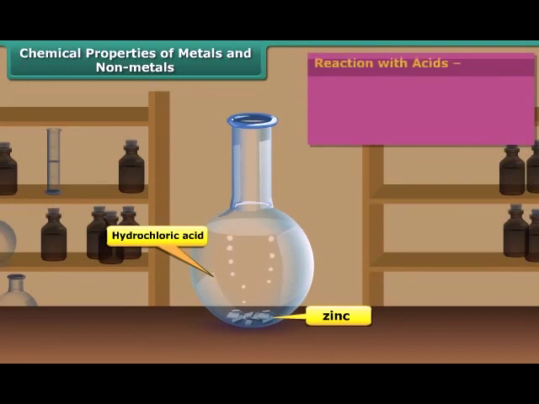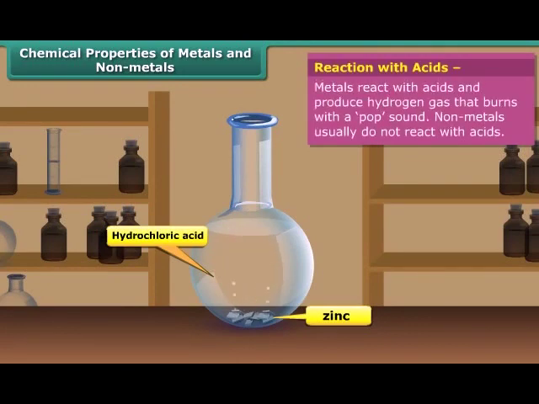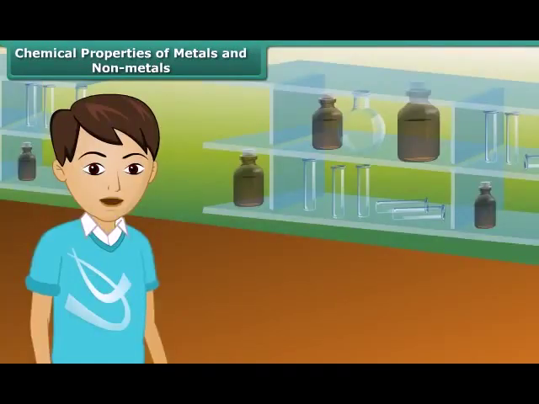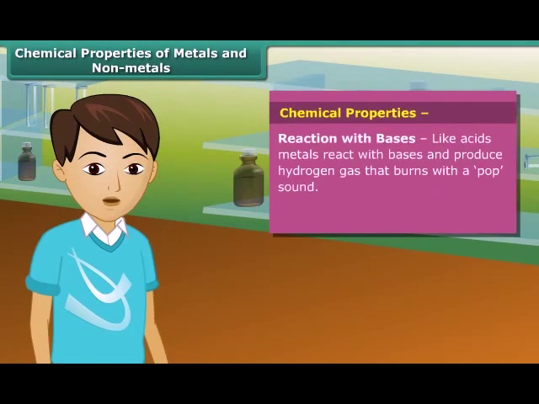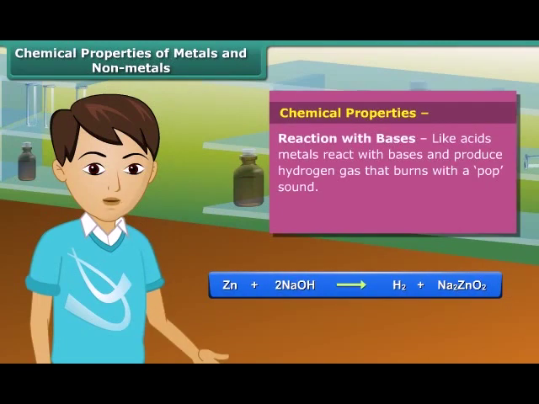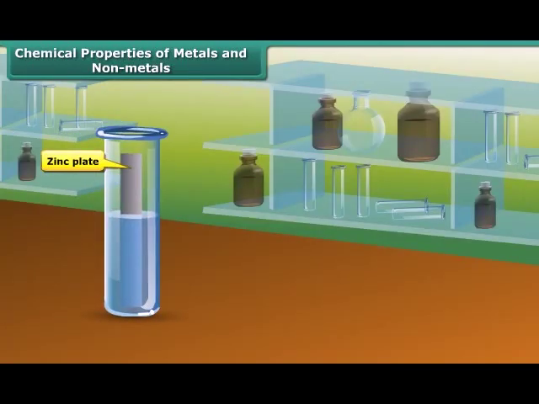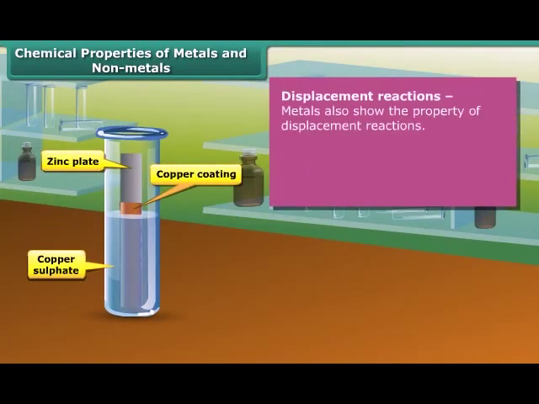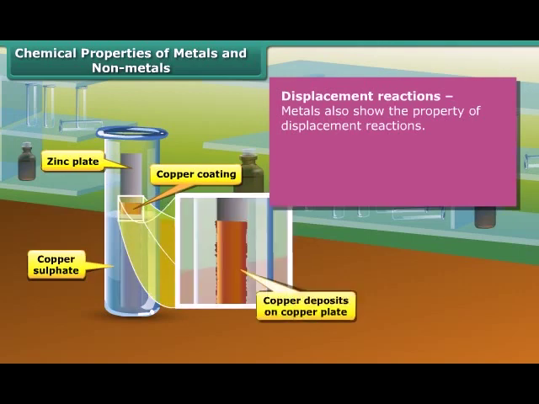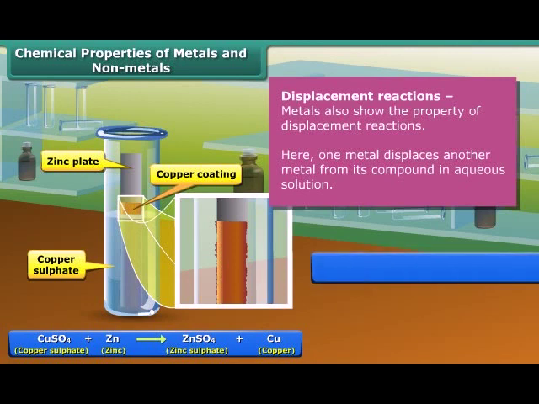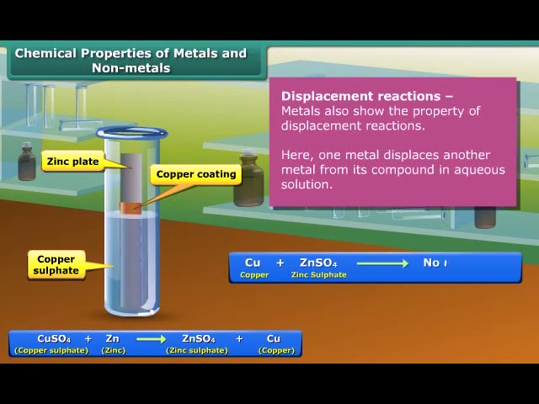Now let's know about the reaction of metals and non-metals with acids. Metals react with acids and produce hydrogen gas, while non-metals don't react with acids. Friends, you'll be surprised to know that like acids, metals also react with bases and produce hydrogen gas. Non-metals react with bases complexly. Besides these chemical reactions, metals also show the property of displacement reactions. We can see a displacement reaction here in which one metal is displacing another metal from its compound.